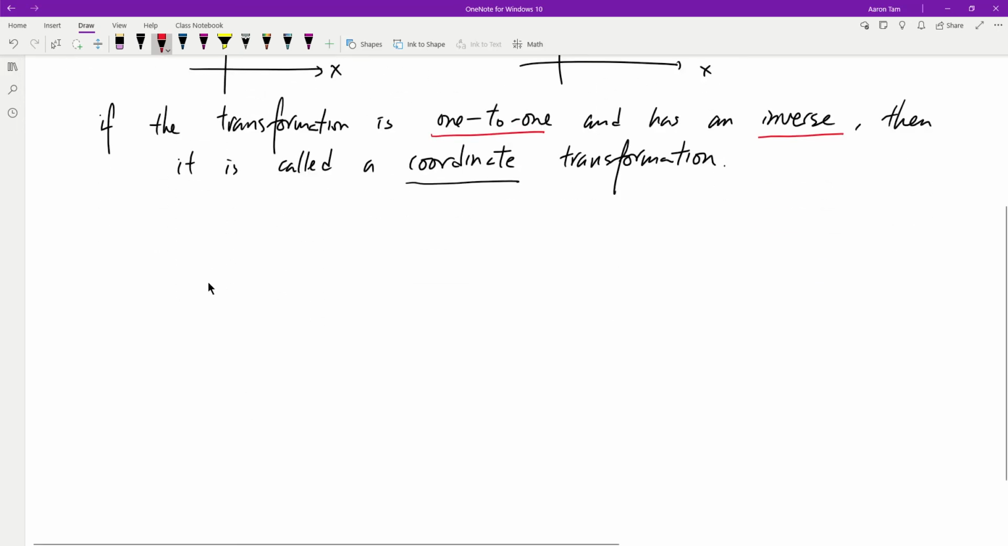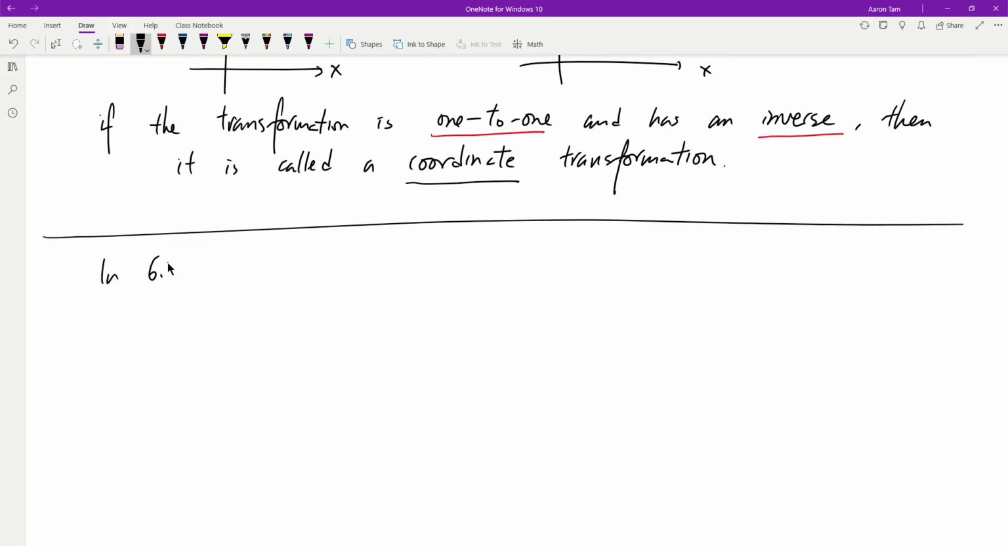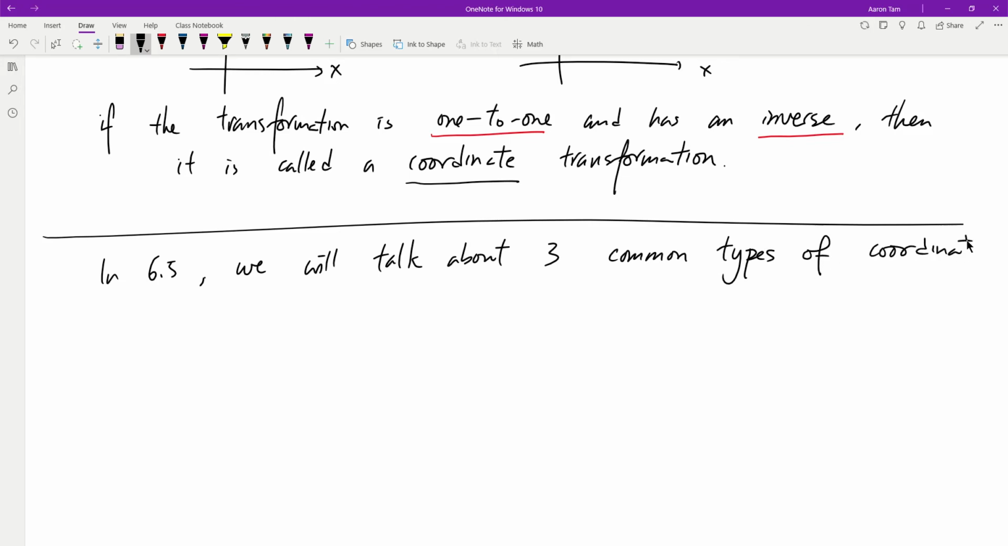In 6.5, we will talk about 3 very common types of coordinate transformation that I would like you to know.